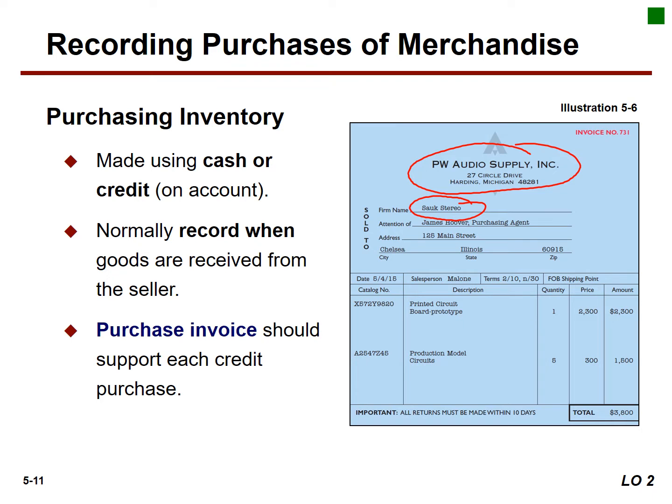So to Sauk Stereo, this would be a purchase invoice showing the items being purchased, what the credit terms are, we'll talk about that here in a minute, what the shipping terms are, we'll talk about what that means here in a moment, and the total cost of what is being purchased. So this is a purchase invoice. From PW Audio Supply's perspective, which we'll look at momentarily, this is considered a sales invoice.